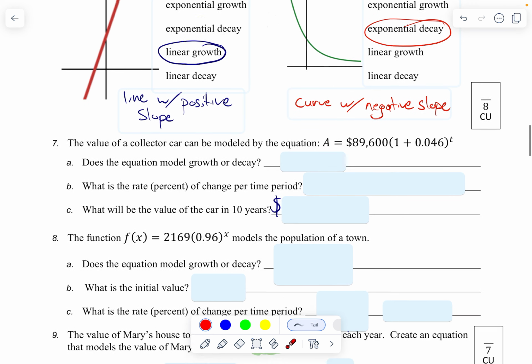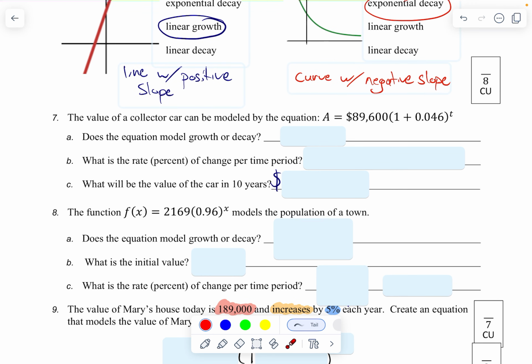The value of a collector car can be modeled, so let's look at number 7. The value of a collector car can be modeled by the equation A equals 89,600 times my base here. Here's my growth or decay factor, 1 plus 0.046 raised to the t. So I can see here that as soon as I see this plus, I know I've got growth. If I've got a subtraction, or if my base is less than 1, then I've got decay.